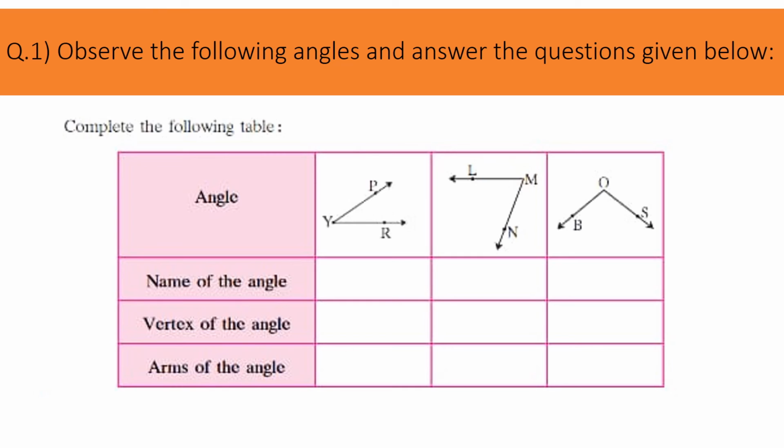If you will see figure 1, the name of the angle would be angle PYR, right? आपको ऐसा नाम लिखना है. What are the vertices of the angle? What are the vertices of this first figure? Vertex P, vertex Y, vertex R. What are the arms of the angle? What are the arms of this figure? So there are always 2 arms. First is PY and second one is arm YR. This is what you have to do. So pause your video here, draw this table in your notebook and then go ahead. Okay, this is your homework question.